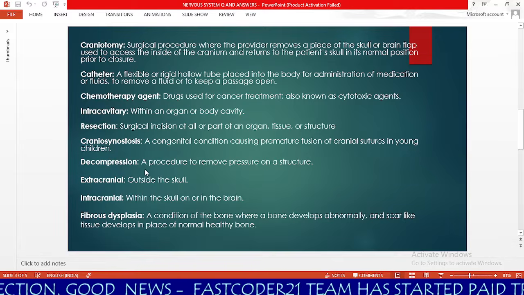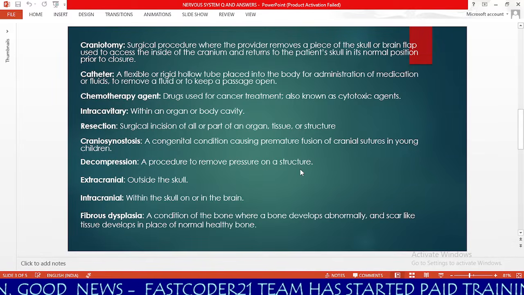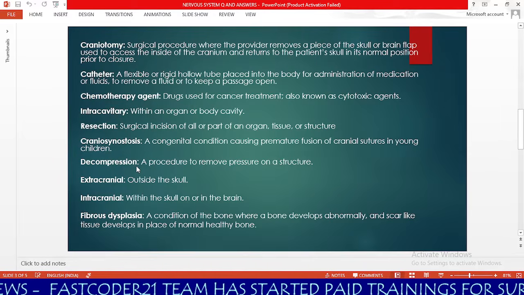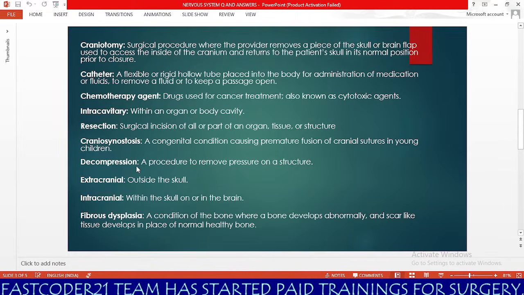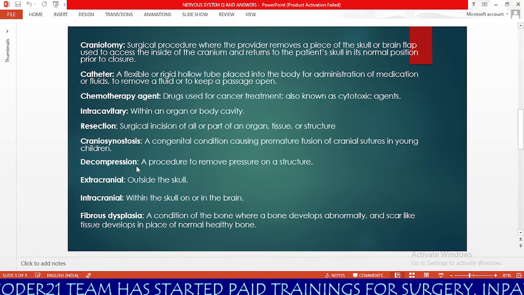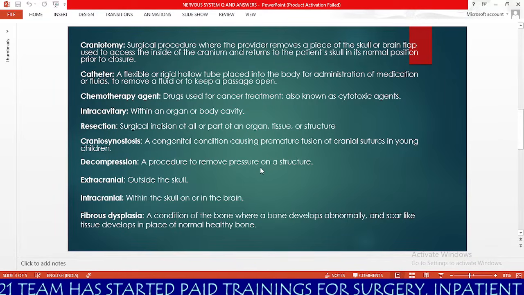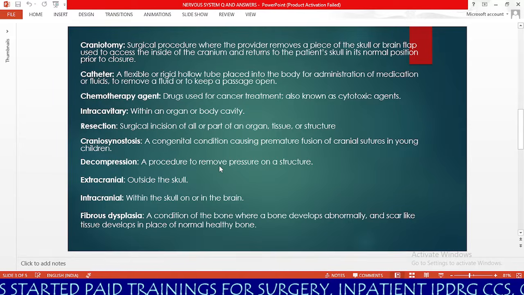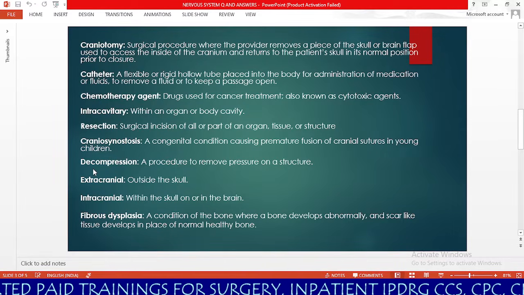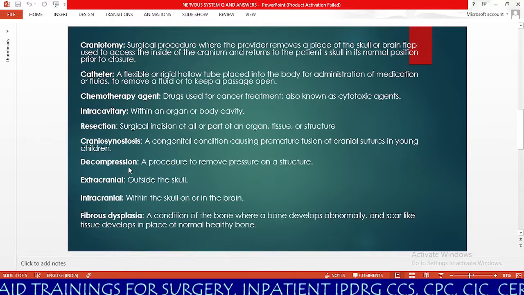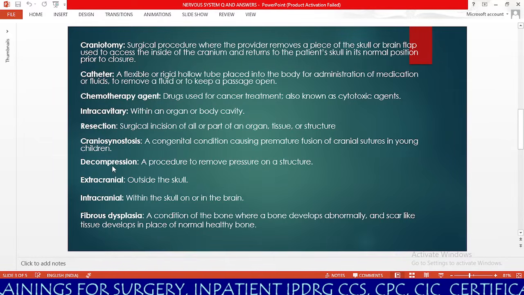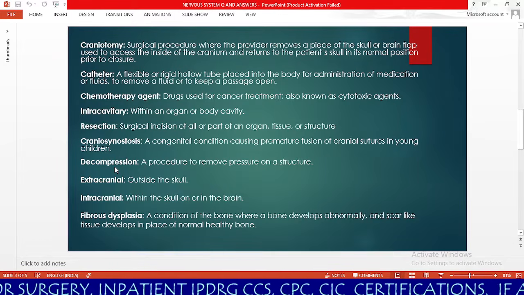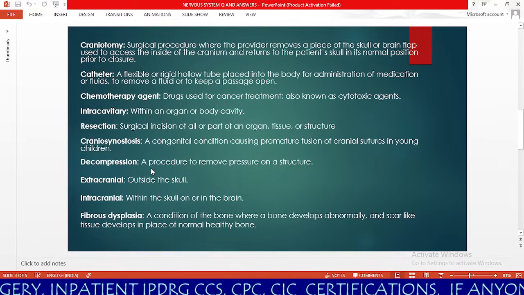Next one is decompression, a procedure to remove pressure on a structure. This is also a very common procedure in spinal procedures. Whenever you go to an interview, they will ask you what is decompression: a procedure to remove pressure on a structure. In order to remove pressure on any type of structure, the physician will perform decompression. Here you need to divide this word. De means removal, compression means pressure. So removal of pressure is decompression.